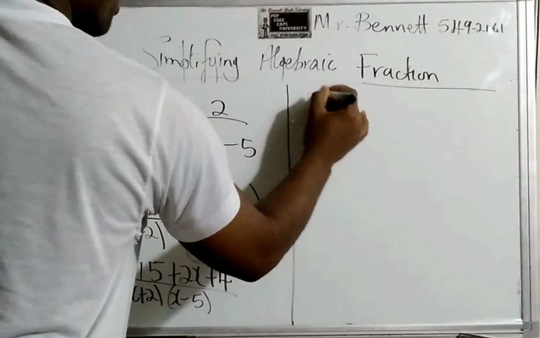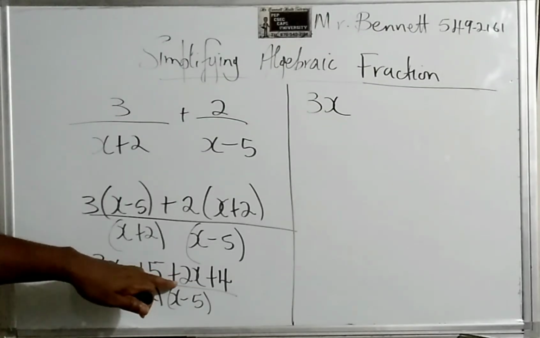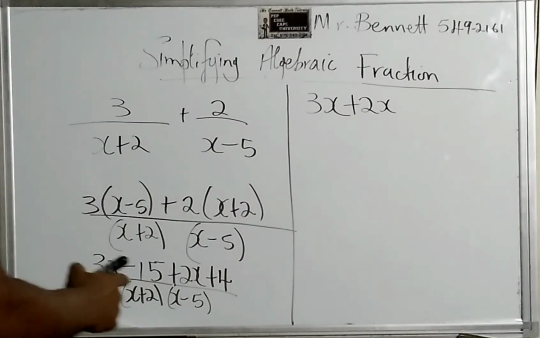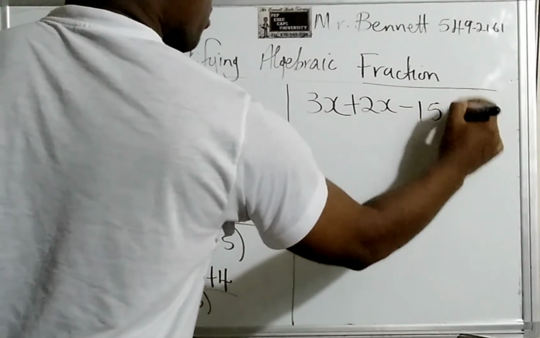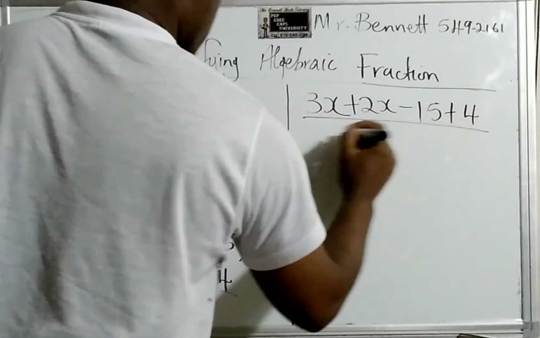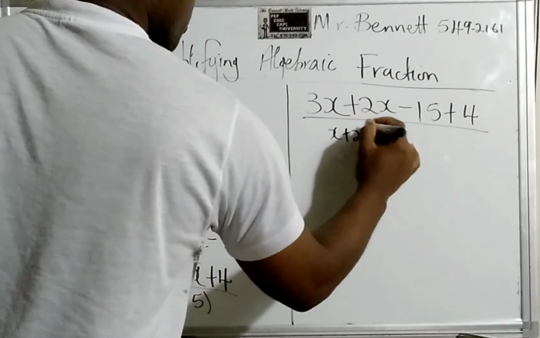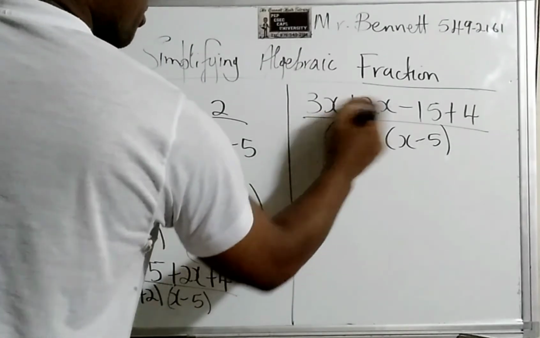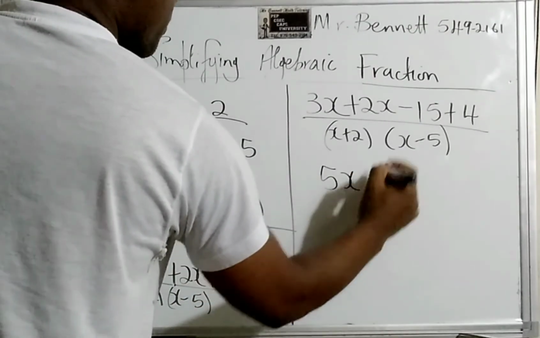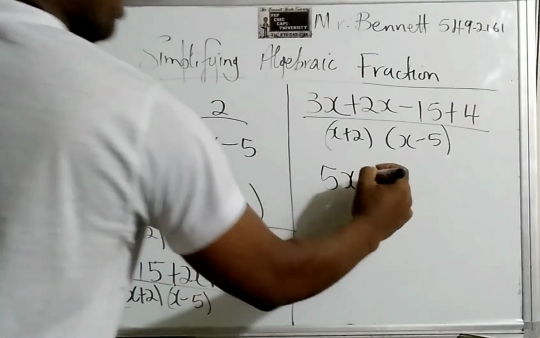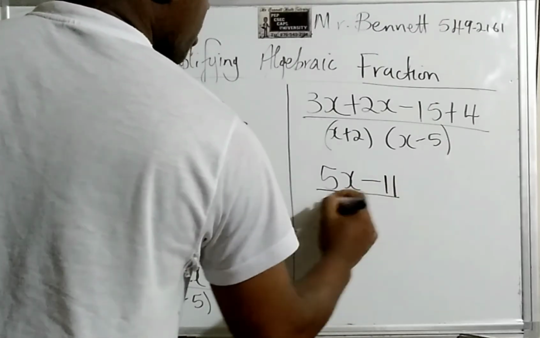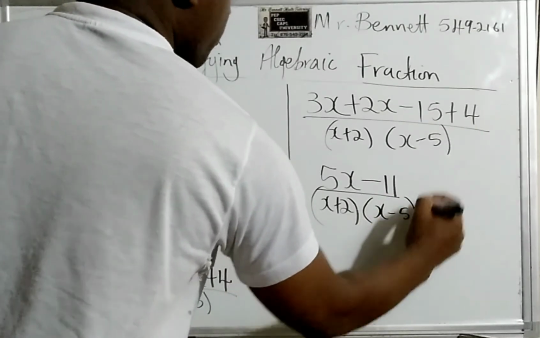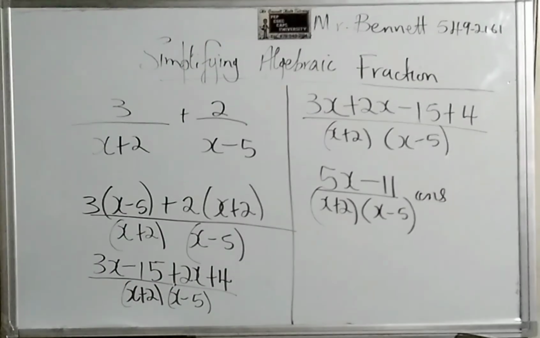It will be 3x. We have plus 2x here, so we put the plus 2x, minus 15 plus 4, and we divide by (x plus 2)(x minus 5). So this will give us 3x plus 2x is 5x. Negative 15 plus 4 would be negative 11. I will keep the denominator, (x plus 2)(x minus 5). And that would be the answer.